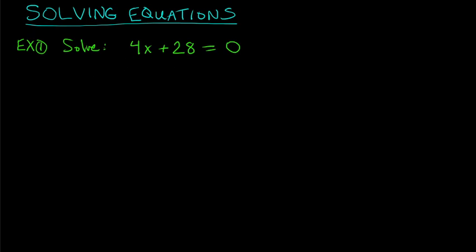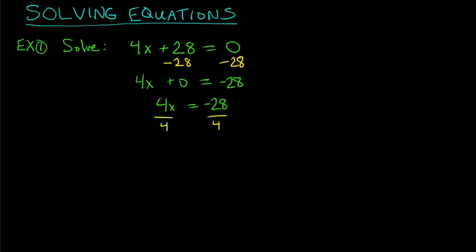Okay, well, the minute's up, so you're just going to subtract 28 from both sides, and that gives you 4x plus 0 equals negative 28. And now just divide both sides by 4, because 4 divided by 4 is 1, leaving you with 1x equals, well, negative 28 divided by 4 is negative 7. So 1x, of course, is just x, and x is negative 7, and there's our solution.